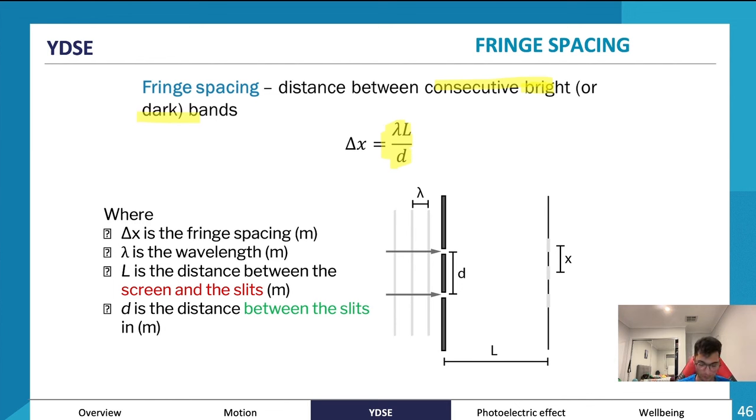So this is going to give you the distance between subsequent dark bands or bright bands. If you wanted to find the distance between, let's say, 2 bright bands or 3 bright bands, you would have to multiply this by n, which is the amount of bright bands or dark bands we are covering. Cool.